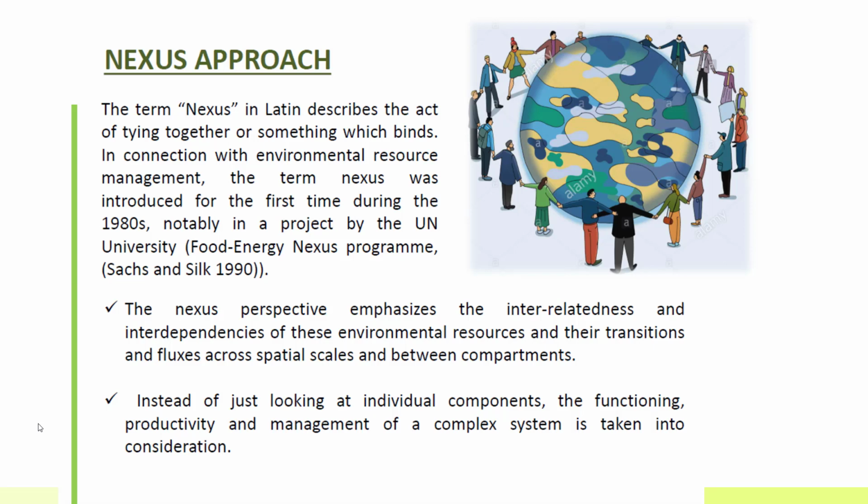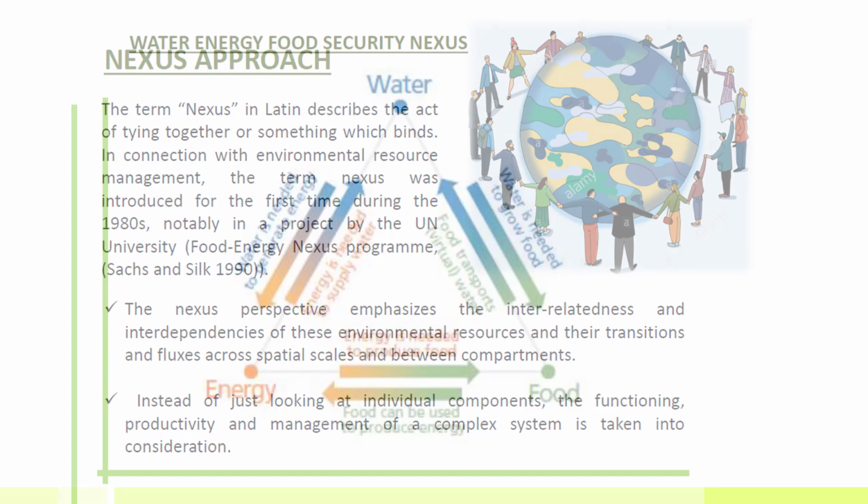So I want you to think about spatial scales when you're making your maps and studying what we'll study in this class. So instead of just looking at individual components, the functioning, productivity, and management of a complex system is taken into consideration. Now, for simplicity, to understand the complex part of a system, you often will be looking at one variable, maybe two, maybe a few, like we looked at that Köppen climate classification system and population, but map making, you're creating tools that are parts of a puzzle.